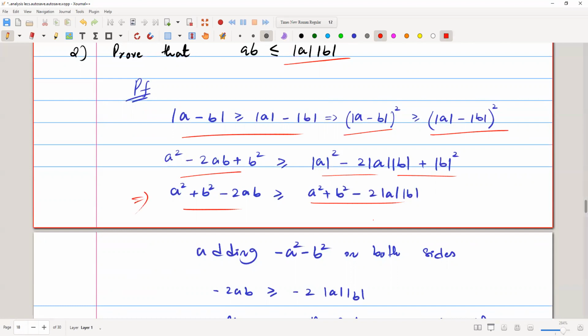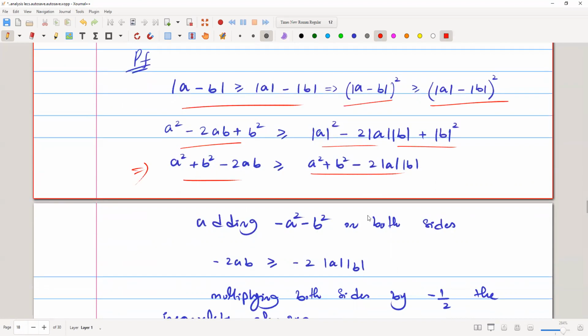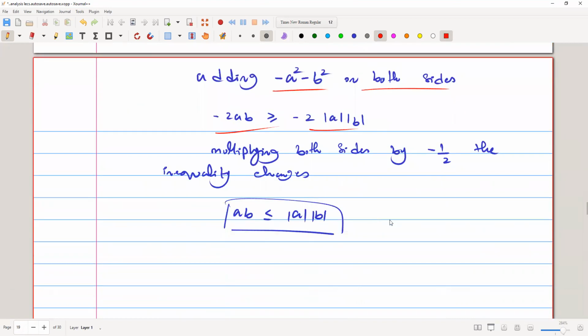In this step, with simple algebraic manipulation, subtracting a squared and b squared on both sides, this will cancel this and this and this. We will be left with this thing here. And when we multiply both sides by -1/2, because we are multiplying by a negative sign, the inequality will be changed, and we will get a dot b is less than or equal to mod of a times mod of b.